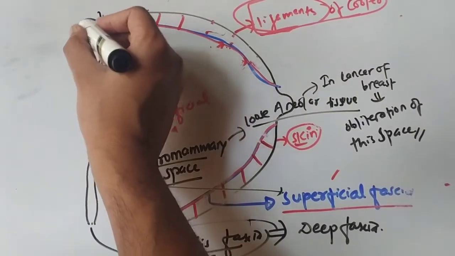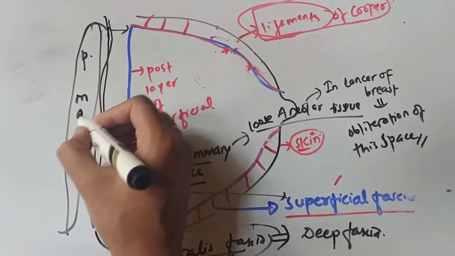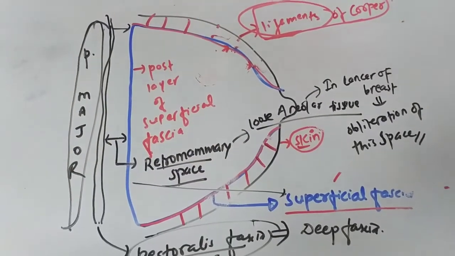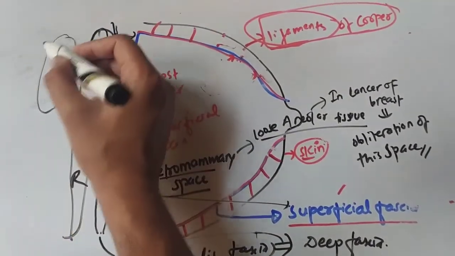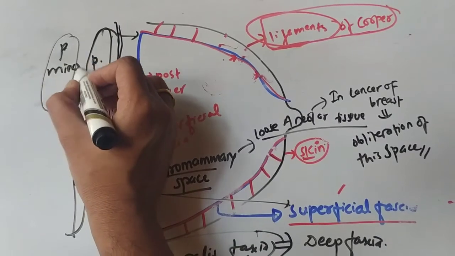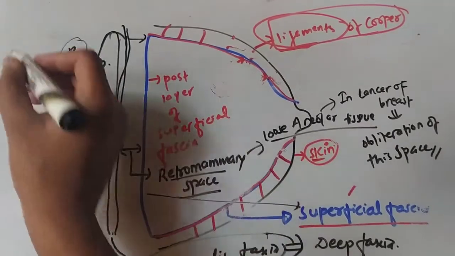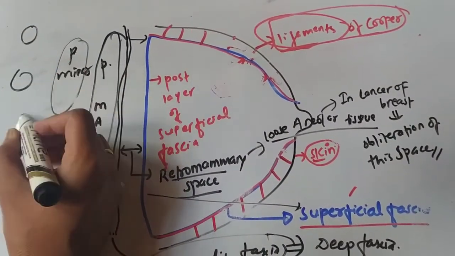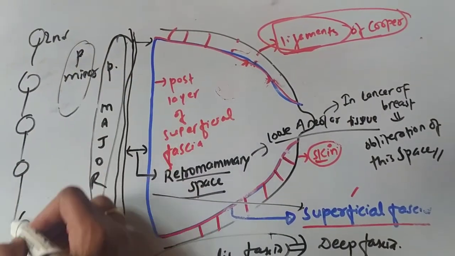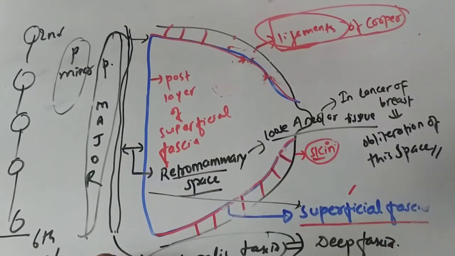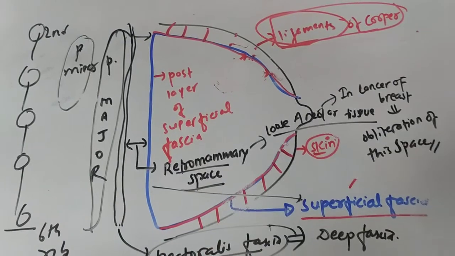And just beneath the deep fascia we have a muscle known as the pectoralis major muscle, and beneath the pectoralis major a smaller muscle, pectoralis minor, is also present. Just for the extent, you can see second, third, fourth, fifth, sixth. So the breast lies from the second rib to the sixth rib.